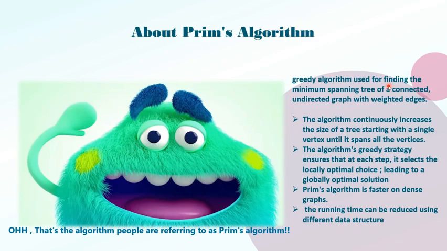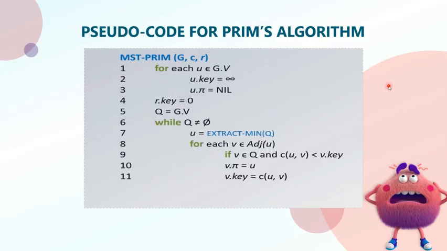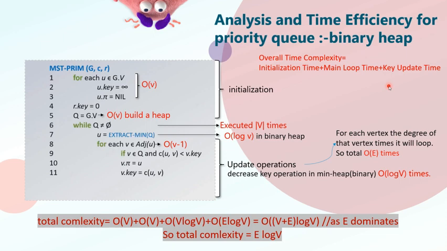So, let's have a look at the algorithm itself. Here is the pseudocode for Prim's algorithm. Let's explain this code while examining the analysis and time efficiency of this code. Here, we are using a binary heap as our priority queue. First, we start with the initialization.